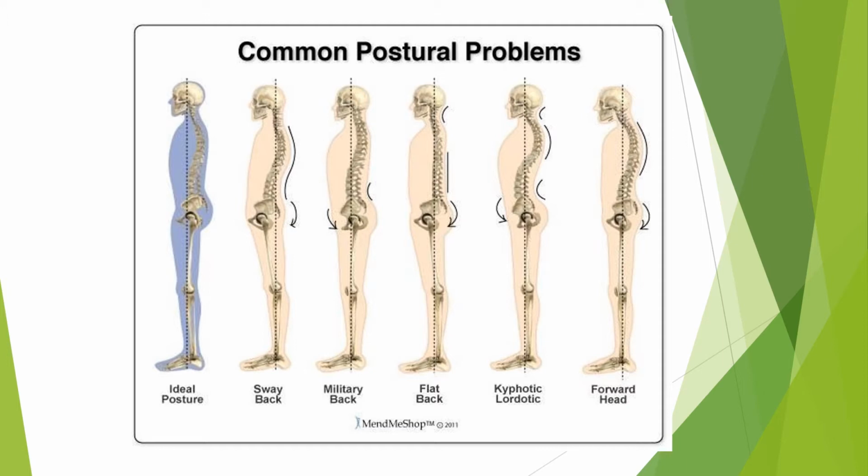Common postural problems. Now the skeleton on the left shows more of an ideal posture, and you're looking at the plumb line as it goes through the body, all the way from the skull down to the feet. And then looking at postural issues, such as sway back, where does the plumb line land, forward and back of the head, that sort of thing? Does the pelvis move forward? Does it move back of that center line?